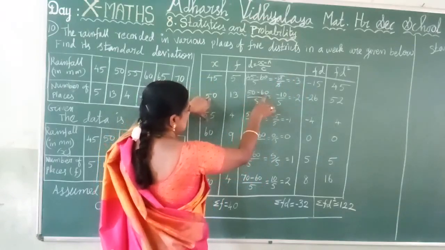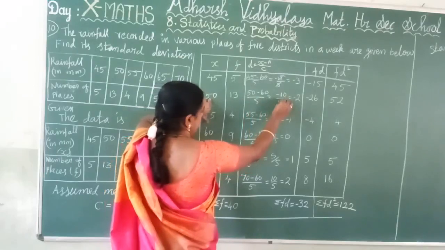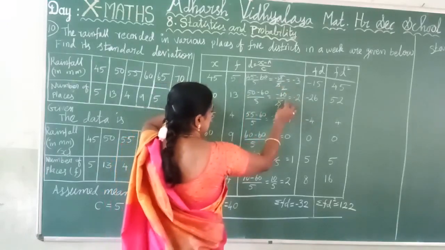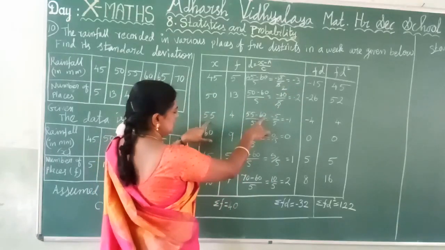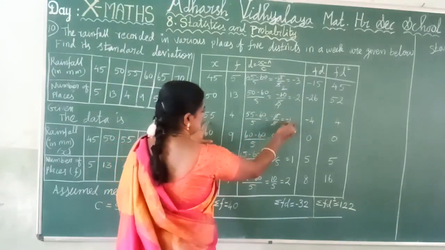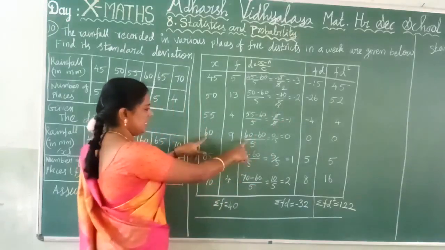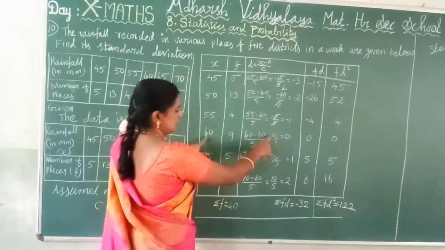Next, X minus A by 5. X is 50: 50 minus 60 by 5 is equal to 50 minus 60, minus 10, by 5. 1 5 is 5, 2 5 are 10. So minus 2. Next X 55 minus 60 by 5. Answer minus 5 by 5. 1 5 is 5. So minus 1. Here X is 60, minus A 60, by 5. 60 minus 60 is 0.